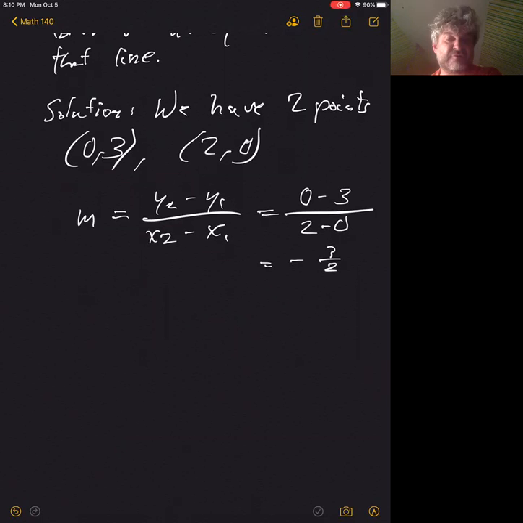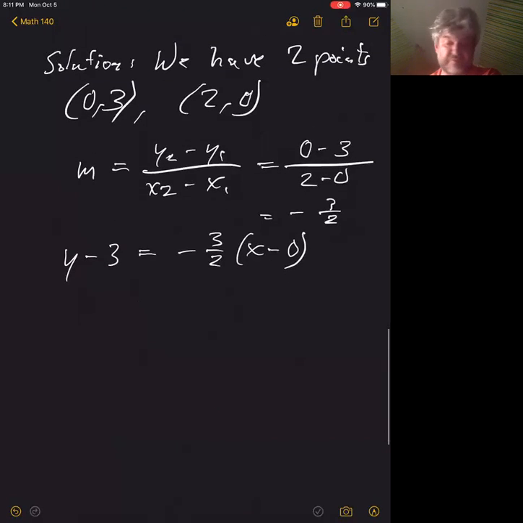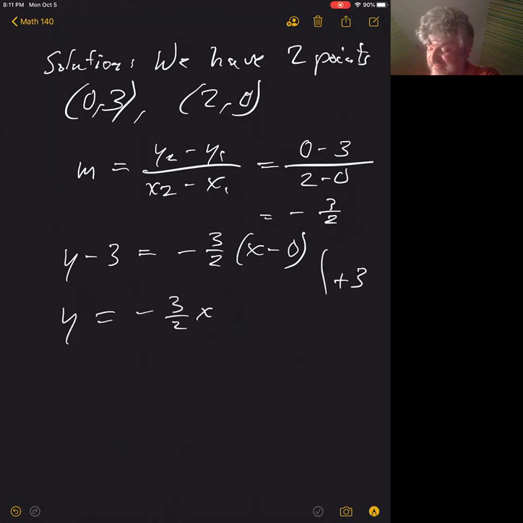And then I can go for point-slope form if I like. So I use the first point there, 0, 3, and I get y minus 3 is negative 3 over 2 times x minus the x1, the 0. And then I got a point-slope form. To convert that to slope-intercept form, I just add 3. I get y is negative 3 over 2x plus 3, and I'm done.